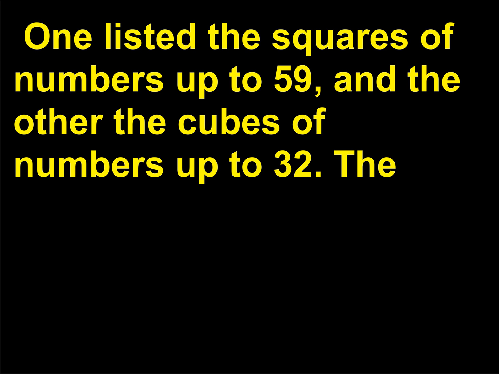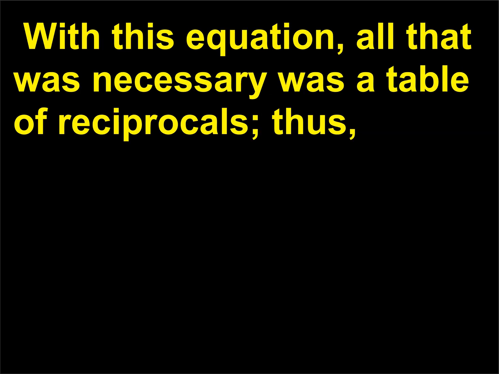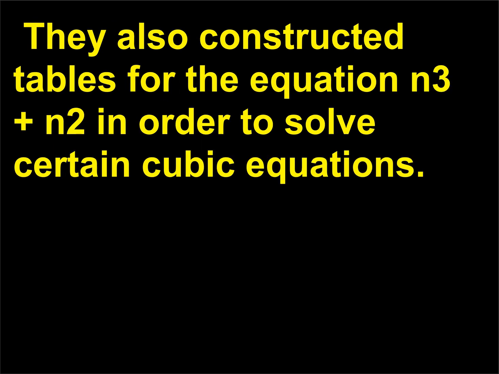The Babylonians also used a method of division based on tables and the equation a/b equals a × 1/b. With this equation, all that was necessary was a table of reciprocals, thus the discovery of tables with reciprocals of numbers up to several billion. They also constructed tables for the equation n³ plus n² in order to solve certain cubic equations.